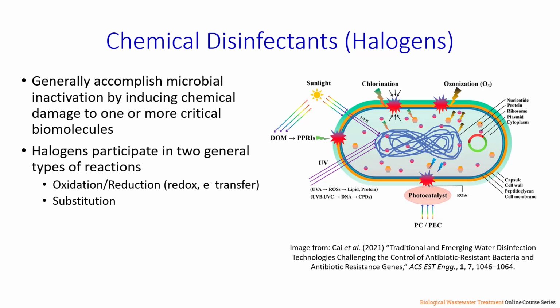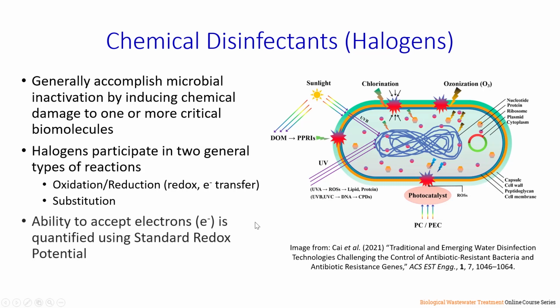If we think more broadly about halogens, including chlorine, and how they react with other things that are present in solution, the halogens tend to participate in two general types of reactions: oxidation-reduction reactions, in which there is electron transfer, and substitution reactions, in which there is no electron transfer. The ability to accept electrons is quantified using the standard redox potential, and that allows us to identify and understand a little bit more about the behavior of the halogens in solution.